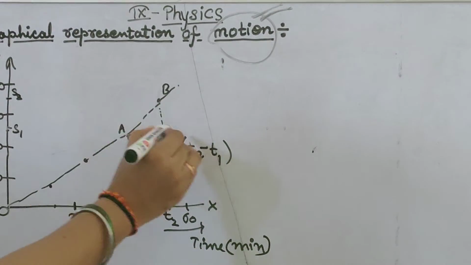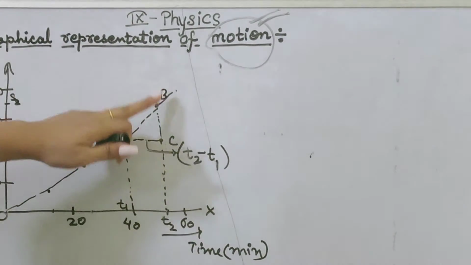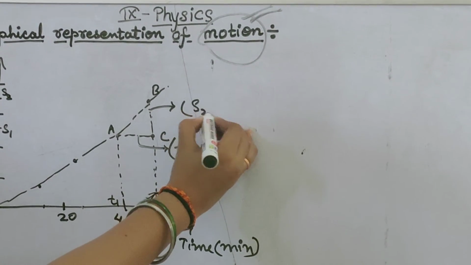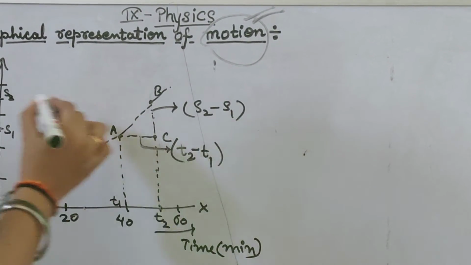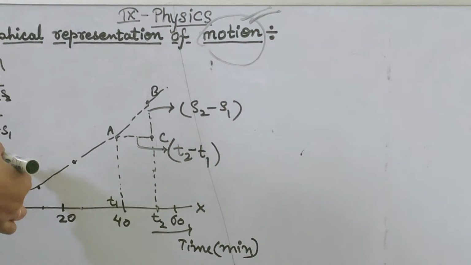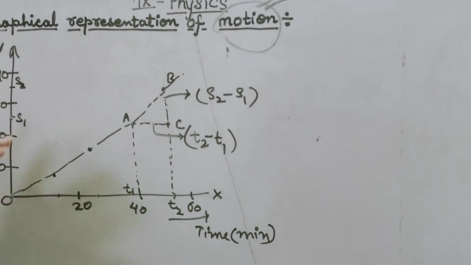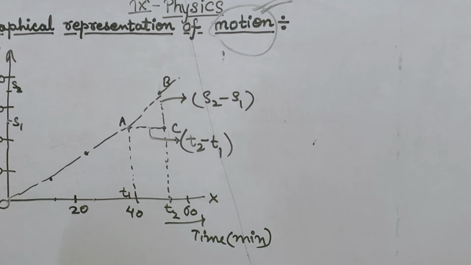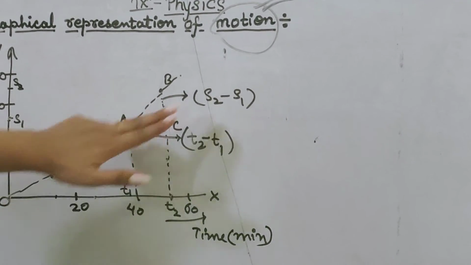So we have seen both the points. What will BC represent? BC will represent S2 minus S1. Here also, final distance minus initial distance, if the object travels from this point to this point. So S2 and S1 are also clear. How does this come?